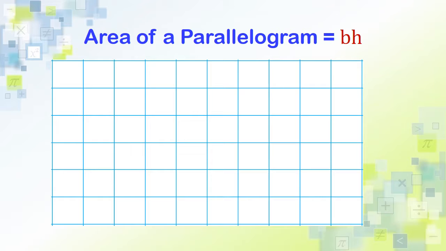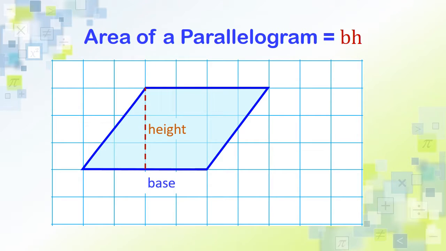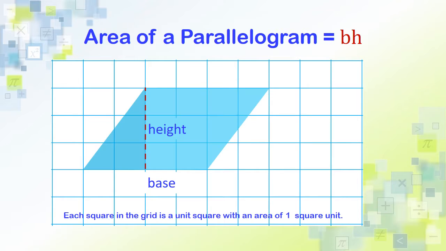So the formula for finding out the area of a parallelogram is base times height. So what that means is we calculate the bottom section, the base, and we multiply it times the height. The formula is identical to that of a rectangle, length times width.